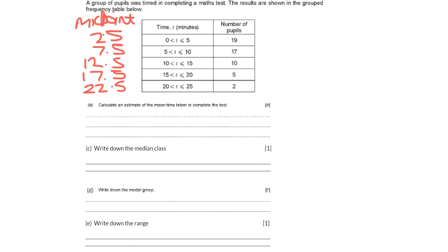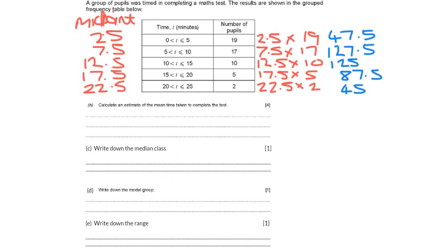Now we need another column, and we're looking for the total amount of time that those 19 pupils took. Now we know the halfway point was 2.5, so we do 2.5 multiplied by 19. Then for our next one, we do 7.5 multiplied by 17, and so on. Now we've found each of those totals, we need to add up the total. And that will give us 432.5.